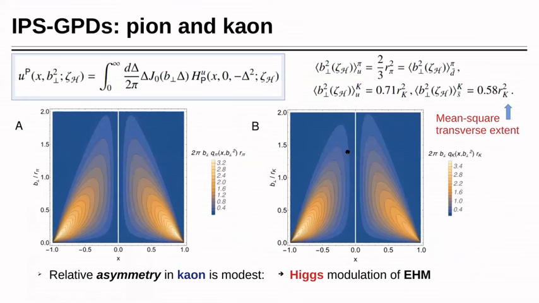Concerning the kaon, as compared with the pion, we notice again an asymmetry induced by the mass of the s quark. Again, this is the Higgs modulation of the emergence of hadron masses.